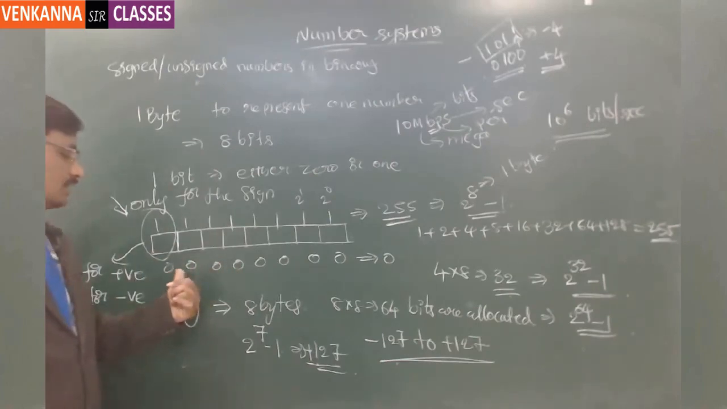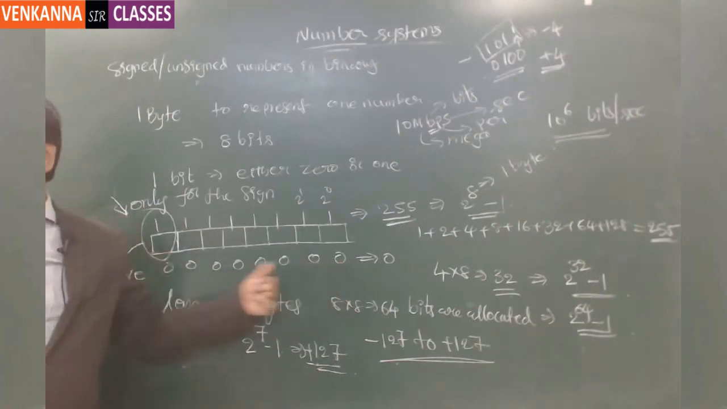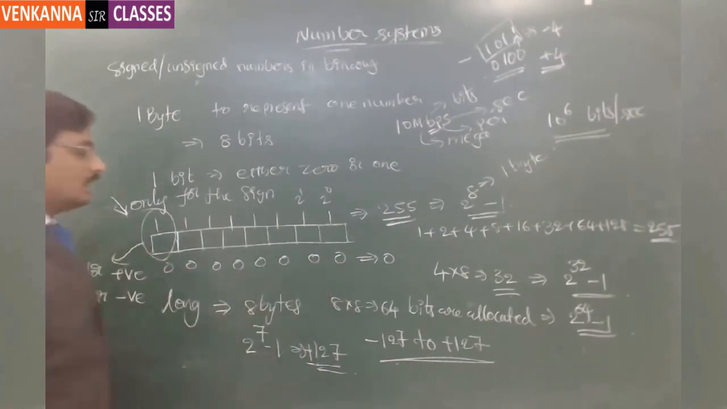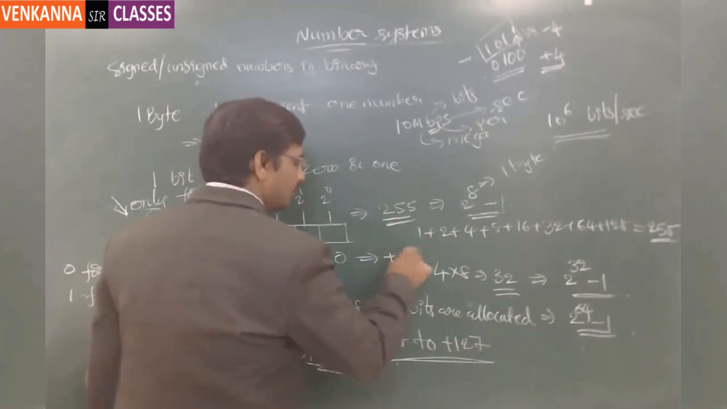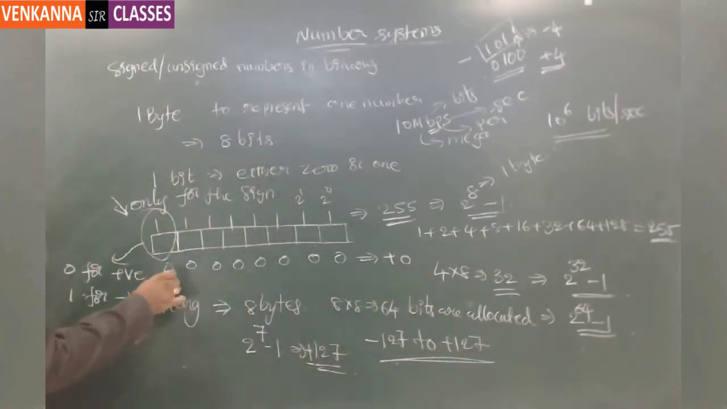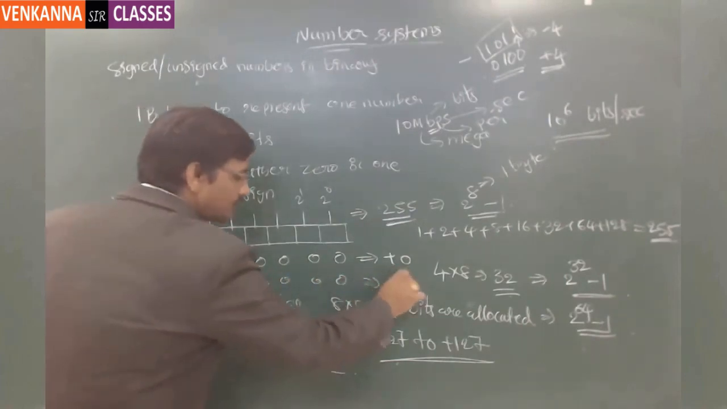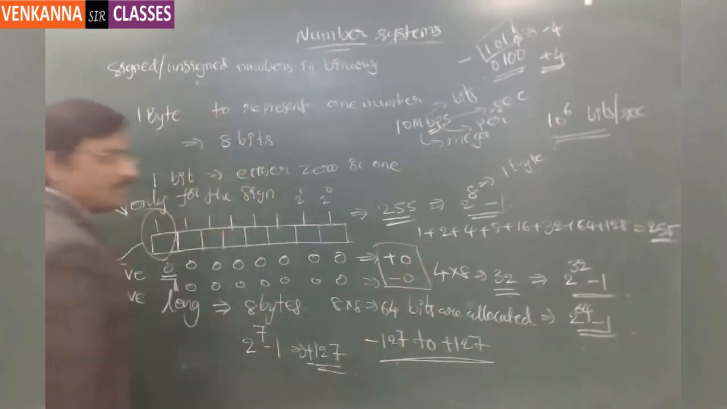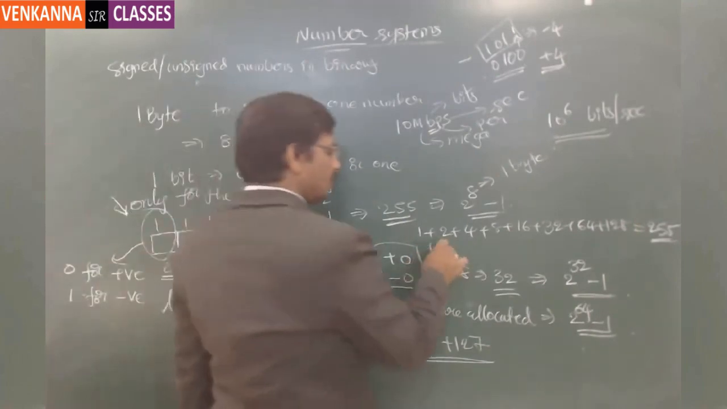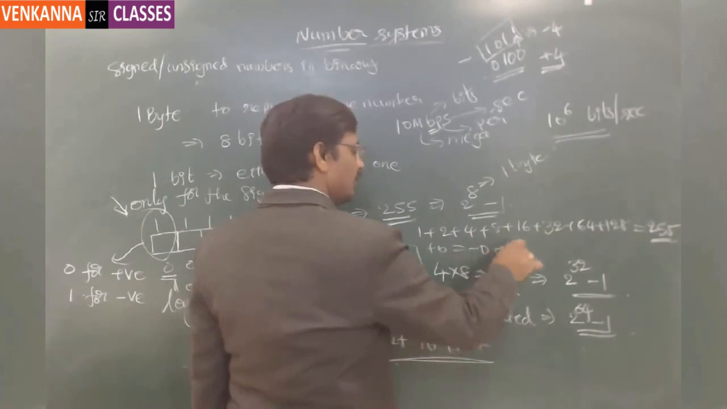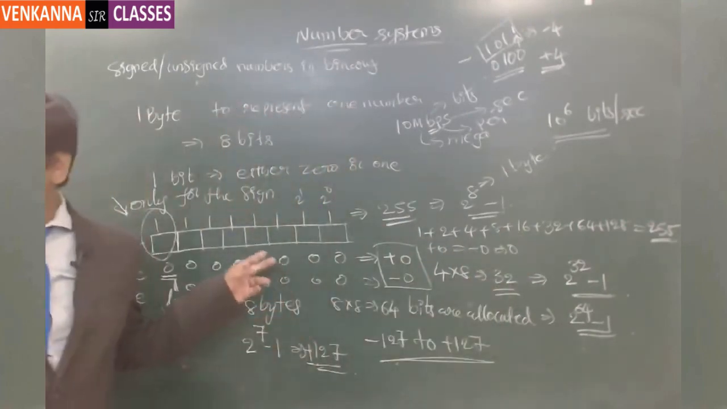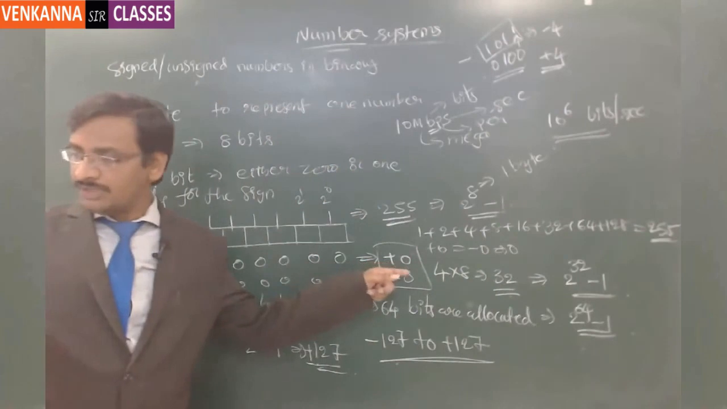So the zero value is 0, 0, 0, 0, 0. If you keep this as all zeros, then this is plus 0, because the leading symbol is 0. This represents the sign, this is plus 0. Now if I take the complement of it, and keep this 1, then 1, 0, 0, so this will represent minus 0. In our decimal number system, plus 0 is equal to minus 0, equal to 0. But here we have allocated two different places for 0 itself. This is another disadvantage.